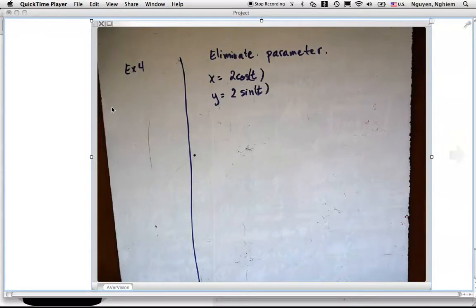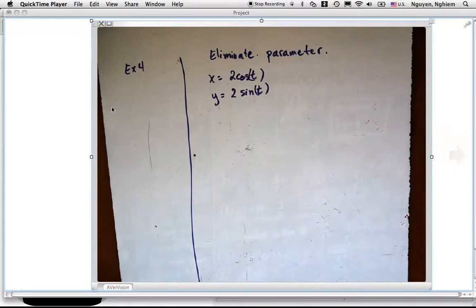Hello students, and welcome to the continuing lesson on parametric equations. In this video we are going to look at how we deal with parametric curves, and particularly curves that are in circular type of graphs. So it's a graph that's going to look like a circle.